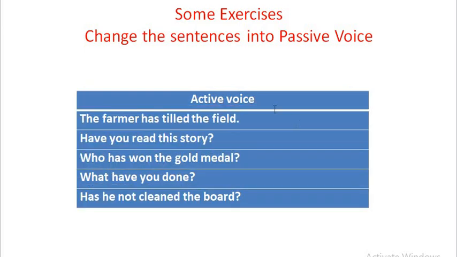Now these sentences are in present perfect tense. The farmer has tilled the field. Have you read this story? Who has won the gold medal? What have you done? Has he not cleaned the board? So you have all types of different sentences. Some typical question sentences are also there. So they are interrogative sentences. You can understand how interrogative sentences are made in present perfect tense.